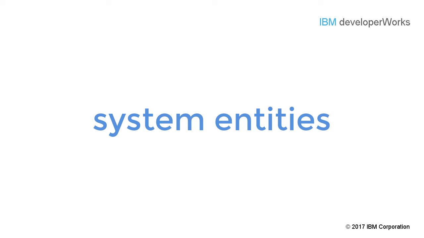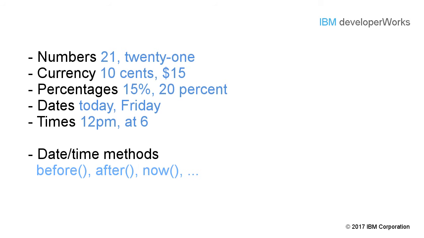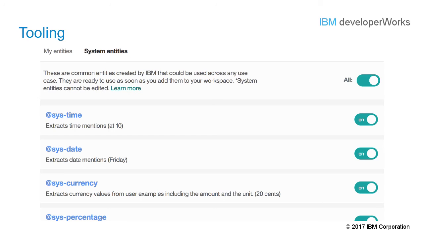So far, we've seen how to create custom entities and train our own custom entity detector. Watson Conversation also provides a set of system entities that are ready to use out of the box. They just need to be activated. These system entities can be used to detect numbers, currency, percentages, and dates and times. There are even some special out-of-the-box methods available. And finally, activating the system entities is very simple and can be done easily through the tooling.